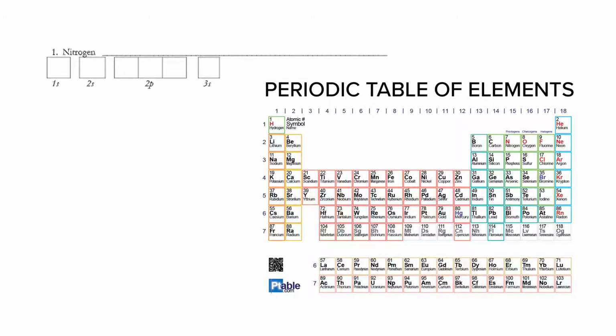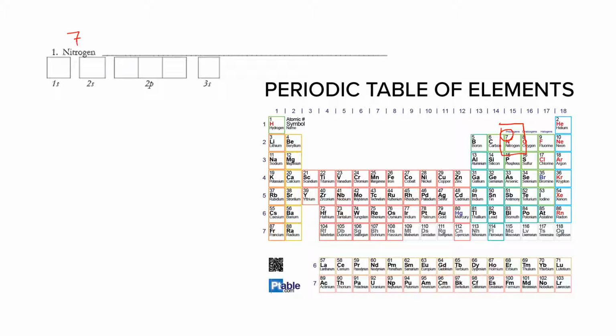So here is the first problem in your homework set. It's nitrogen, and I'm asking for the electron configuration, and I have a periodic table. This is an important tool for us. So let's first locate nitrogen, and as you can see, nitrogen is right here with an atomic number of 7. So that means a neutral nitrogen atom will have 7 electrons. I'm just going to write 7 right here.